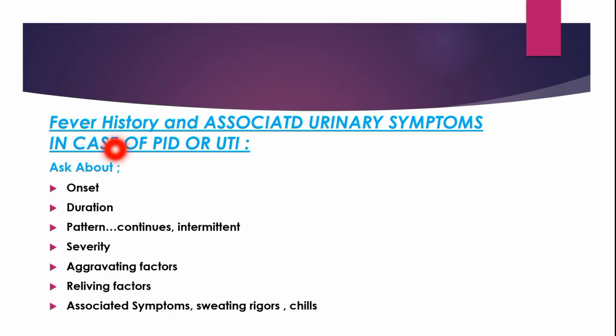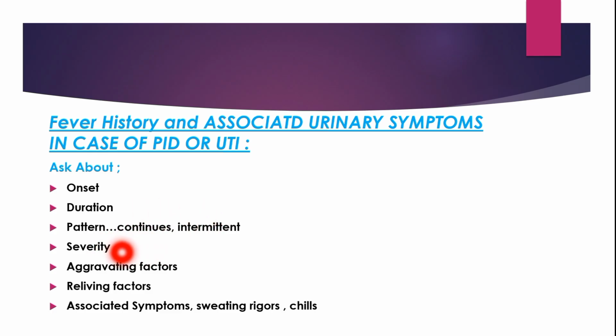Then the next common complaint is fever history and associated urinary symptoms in case of pelvic inflammatory disease or UTI. So in fever history, ask about the onset, duration, and pattern, whether the fever is continuous or intermittent.